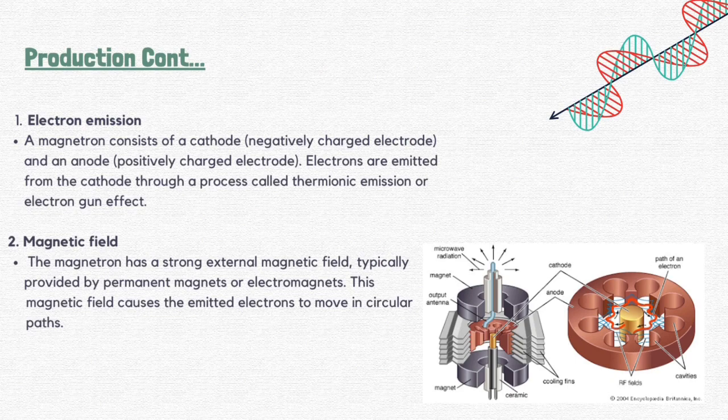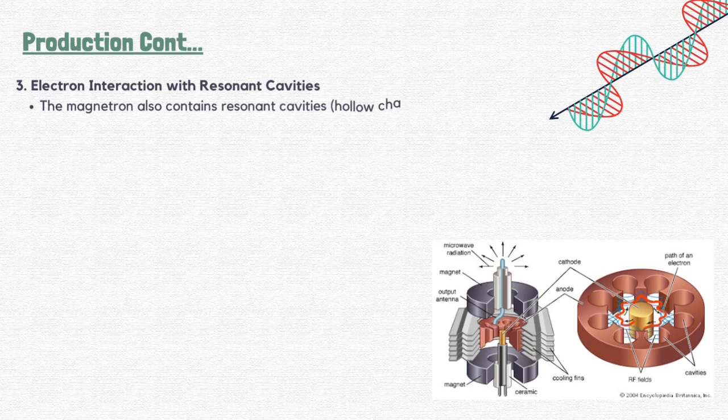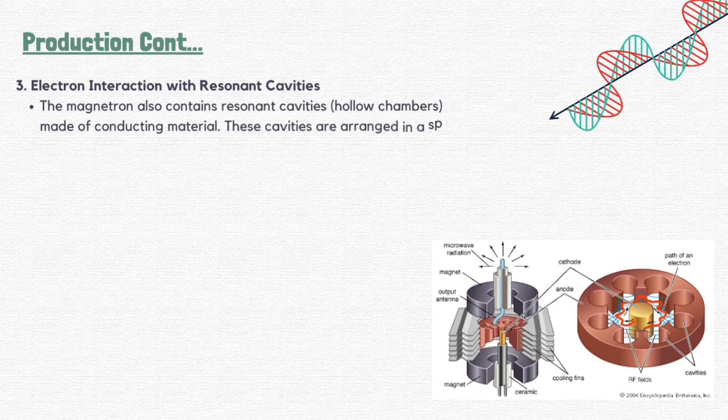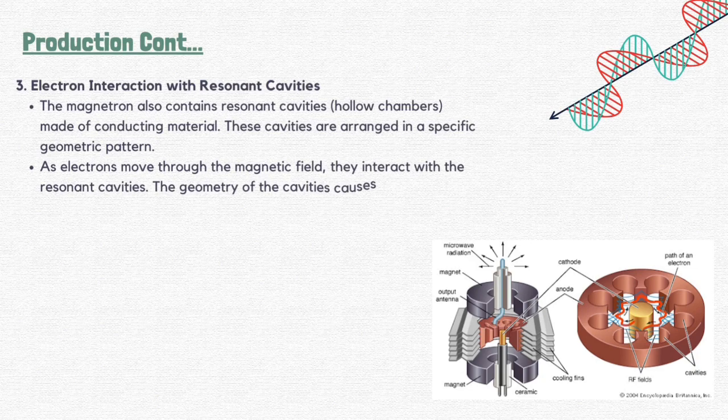Magnetic field. The magnetron has a strong external magnetic field, typically provided by permanent magnets or electromagnets. This magnetic field causes the emitted electrons to move in circular paths. Next, electron interaction with resonant cavities. The magnetron also contains resonant cavities, or hollow chambers, made of conducting material. These cavities are arranged in a specific geometric pattern. As electrons move through the magnetic field, they interact with the resonant cavities.